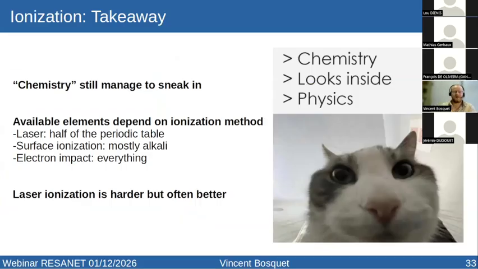Okay, and for the takeaway of ionization, so chemistry still managed to sneak in, and the available elements depend on the ionization method. For instance, with lasers, you have access to half of the periodic table with high chemical selectivity. With surface ionization, you have mostly alkali elements, and again with high chemical selectivity. And with electron impact, you ionize everything, but you ionize everything. Laser ionization is most of the time harder to implement, but is often better, if possible.